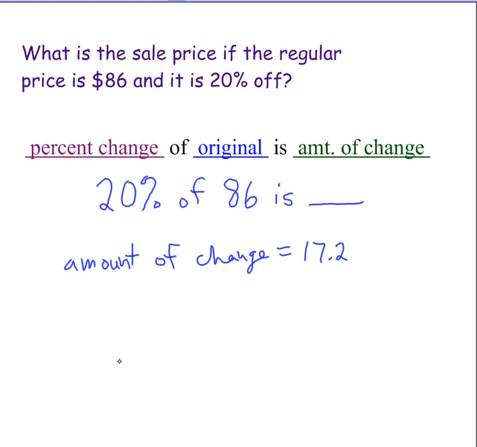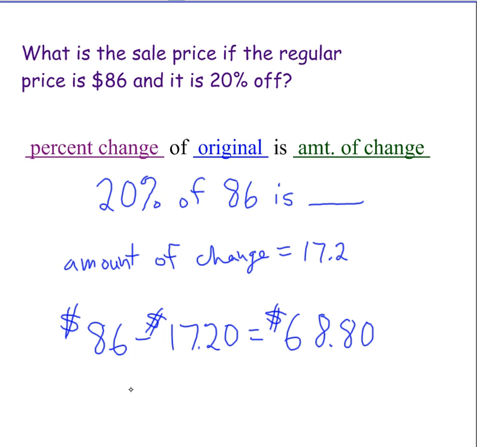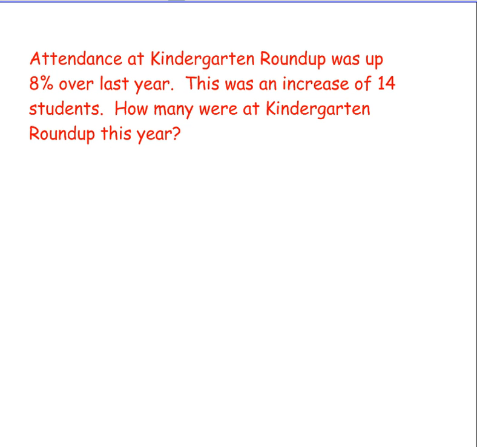Now I can use that amount of change to find the sale price. 86 minus $17.20 gives me an answer of $68.80.